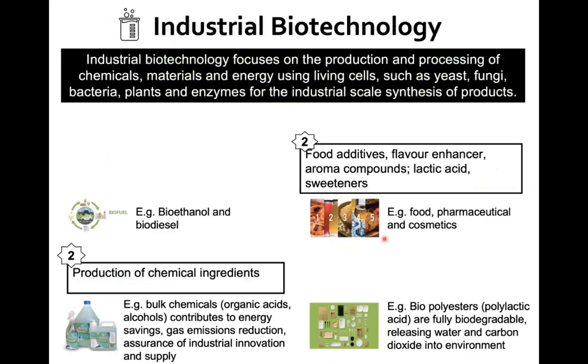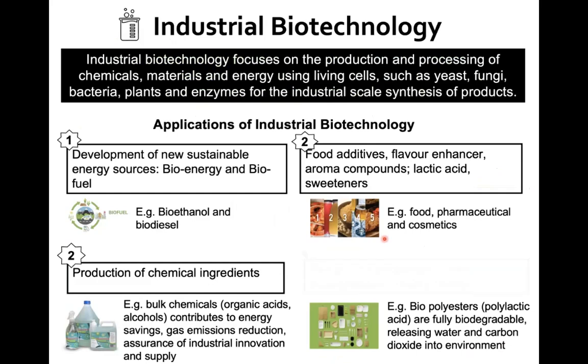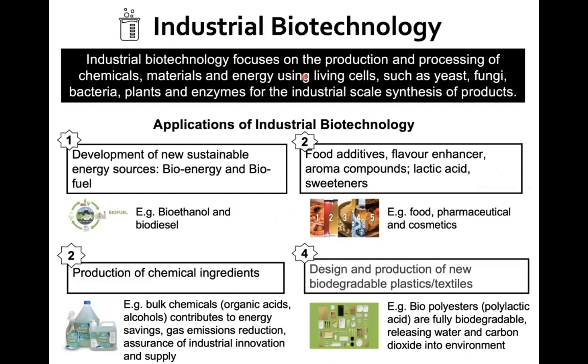Okay, next one, we have the industrial biotechnology. So industrial biotechnology focuses on the production and processing of the chemical. Okay, bila you dengar industrial, selalunya dia akan melibatkan chemical, materials and energy. Ni, tiga benda ni, chemical, materials and energy. Sama ada guna yeast, guna fungi, guna bacteria, plants and also enzyme. And dia akan produce massively in a mass production untuk industrial scale synthesis of product.